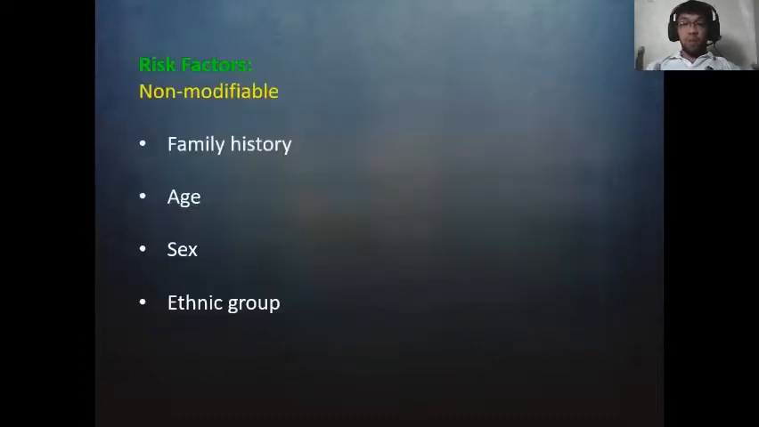Risk factors, the non-modifiable ones. When you say non-modifiable, again, these are the factors that cannot be changed, such as the family history. If you have a family member, such as your parents, your brother, or your sister is suffering from hypertension, then most likely you will be having it as well. The age, as we all grow older, we are susceptible to have hypertension. What else? The sex or the gender. Males are more susceptible in developing hypertension than females. And the ethnic group. African Americans or the blacks, they are more susceptible in developing hypertension.